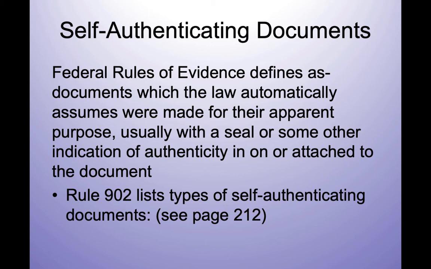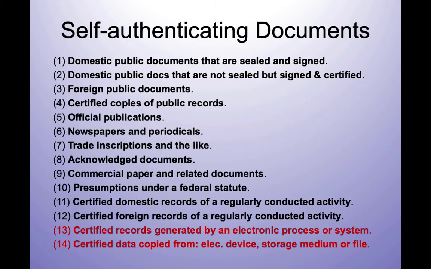Some documents are self-authenticating. Again, looking to the federal rules of evidence, this is when the law automatically assumes that the document was made for its apparent purpose. So it has a seal or some kind of authenticity indicator in it, on it, or attached to it. So what does that mean? Well, let's take a look at some types that are listed in Rule 902. Your textbooks will tell you that there are 12 different types of self-authenticating documents. There are actually a couple more that have been added probably since the printing of the textbook.